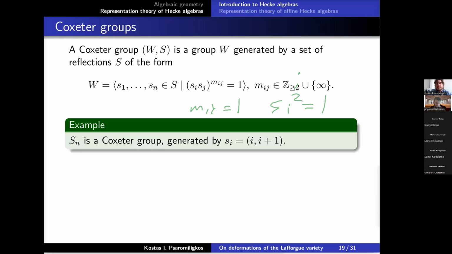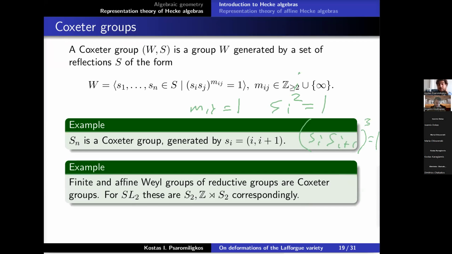Like S_n is a Coxeter group. It's generated by the elementary reflections (1 2), (2 3), and so on and so on. And they're obviously reflections, but they also satisfy this. And finite and affine Weyl groups of reductive groups are also Coxeter groups. We'll see what that is. But for SL2, I just give this example. They are S_2 and this semi-direct product.